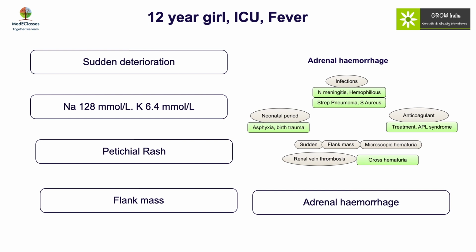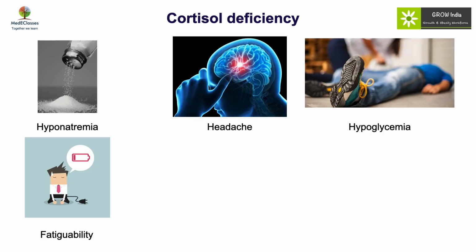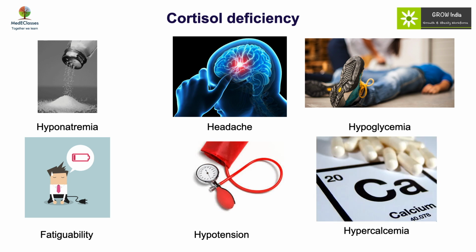Management again is 100 mg per meter square of hydrocortisone over a 24-hour period, preceded by a 50 mg per meter square bolus in that setting. Cortisol deficiency is an important consideration in the ICU setting and should be suspected in everybody who has hyponatremia. Remember, hyperkalemia is only a feature if this is a primary problem of the adrenals, wherein the aldosterone is also affected, while if there is a central problem, only the sodium may be affected. Headache, hypoglycemia, fatigability, hypotension, hypercalcemia, may all be features of cortisol deficiency.